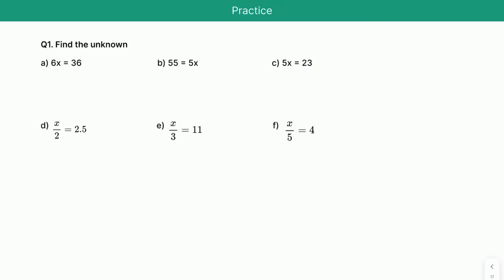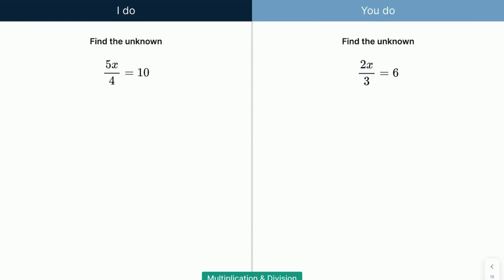Moving on, here's some practice questions. Press pause and have a go. Here are the answers. Mark your work.